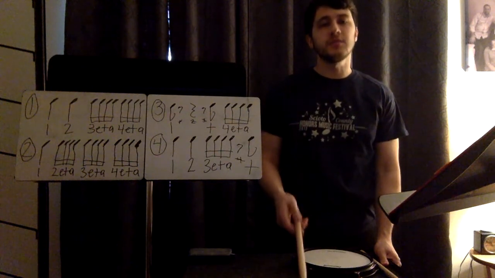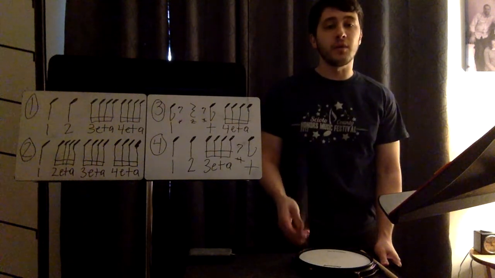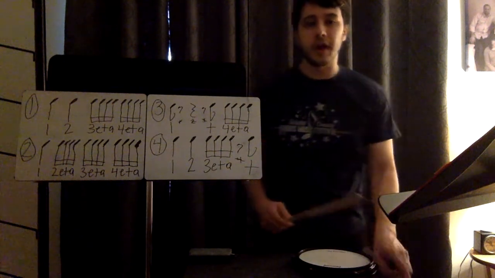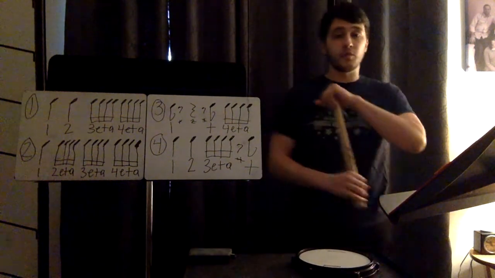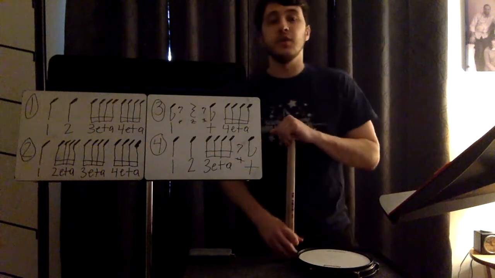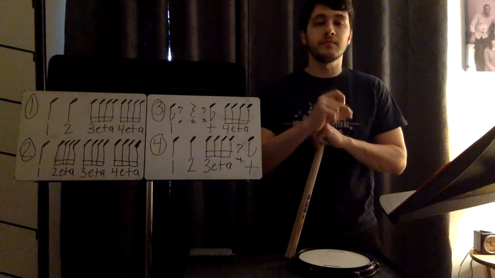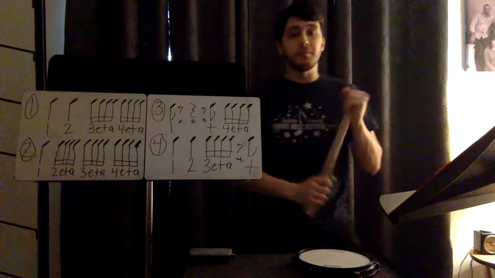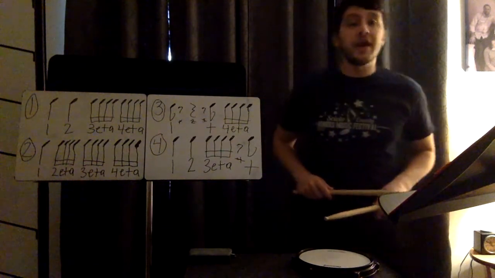One, two, three, and a, four, and a, one, two, and a, three, and a, four, and a. Good job. All right, measures three and four. Remember measure three. You have one, and. The and of three there is important, okay?